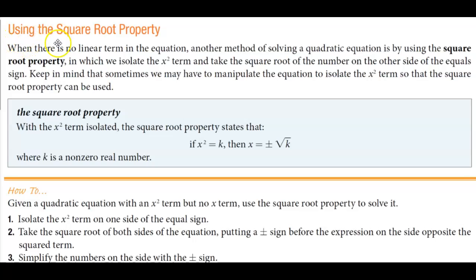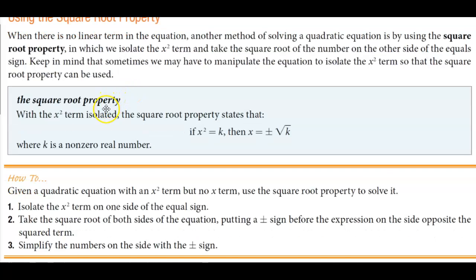Using the square root property, when there is no linear term in the equation, another method of solving a quadratic equation is by using the square root property, in which we isolate the x squared term and take the square root of the number on the other side of the equal sign. Keep in mind that sometimes we may have to manipulate the equation to isolate the x squared term so that the square root property can be used.